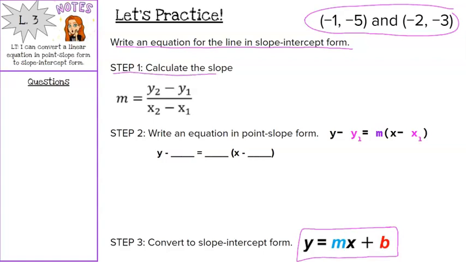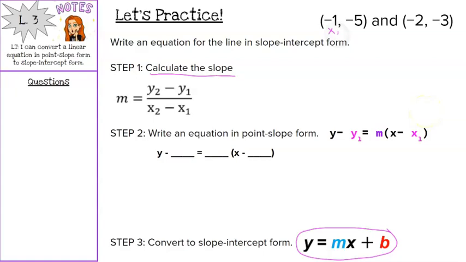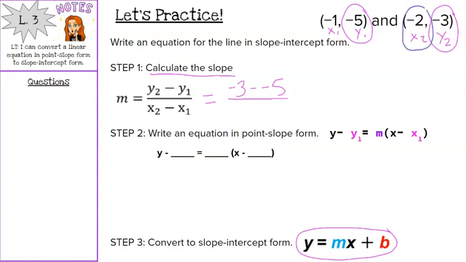The first step is to calculate the slope. So we are going to label our coordinate points. So we have x1, y1, x2, y2. Now that those are labeled, we can plug in the numbers into our formula. We have y2 minus y1, so negative 3 minus negative 5. Do the same with our x's. We have x2, negative 2, minus x1, negative 1.